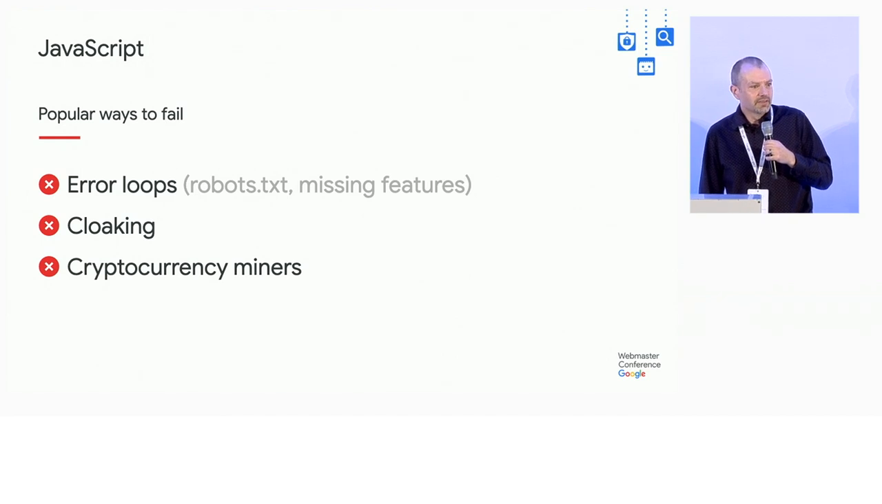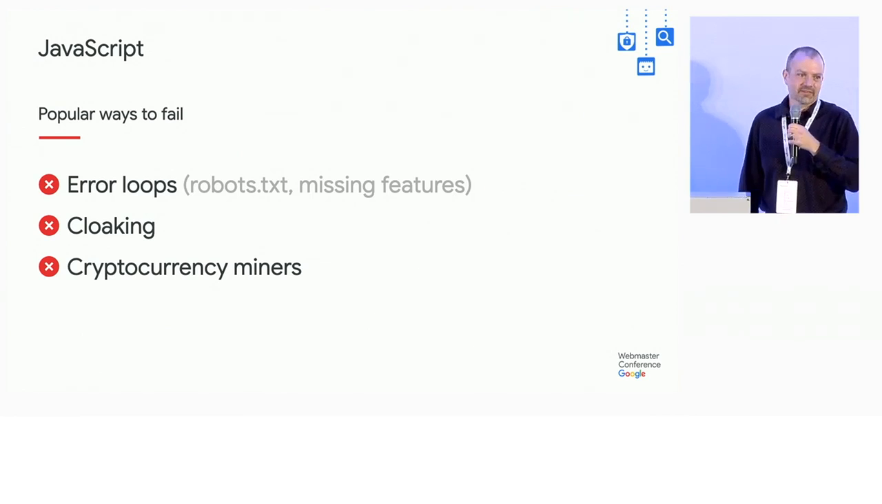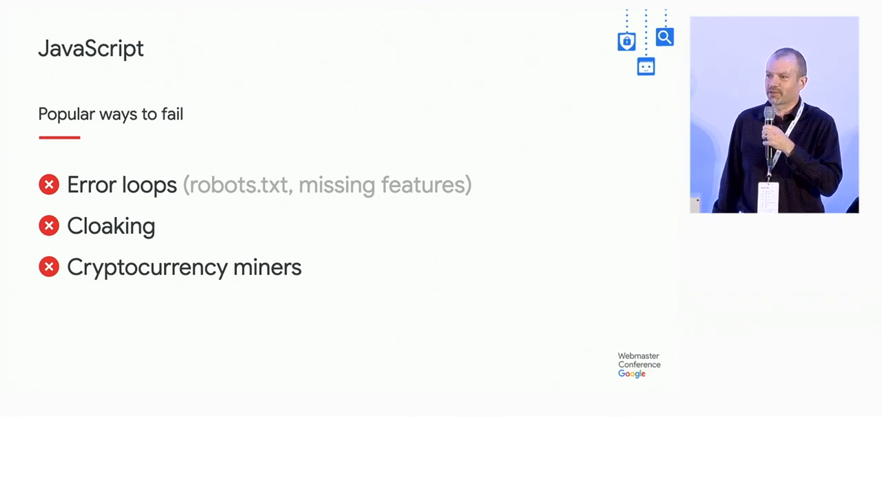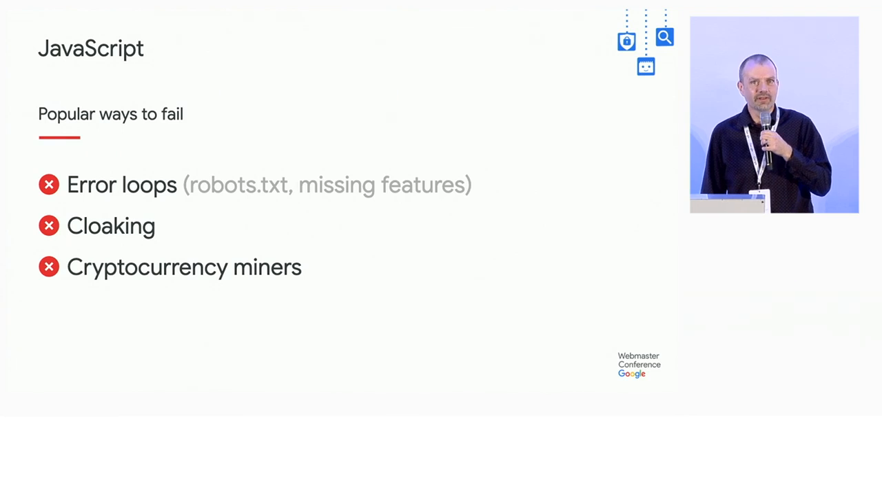Error loops are one. So in this case, I'm talking about JavaScript that fails at something, and then it wants to retry, right? And it does so immediately, and then it fails again. So why might something fail? Like robots.txt, right? It tries to fetch something that's blocked by robots.txt. It immediately turns around and tries to fetch it again and spins. That sucks.